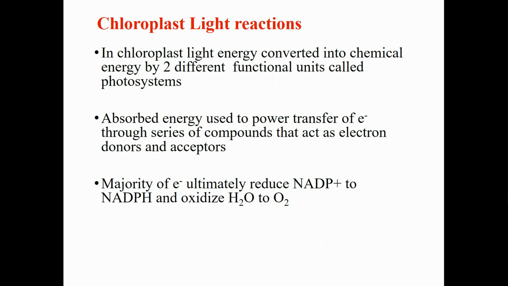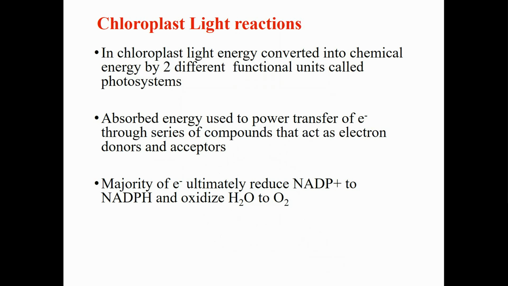Okay, so we've got 2 photosystems, photosystem 2, photosystem 1. Photosystem 2 happens first, photosystem 1 happens second. The reason why it's called photosystem 1 and 2 is because of the way they were discovered. So even though photosystem 1 was discovered first, it happens second. It takes place second in the light reactions.